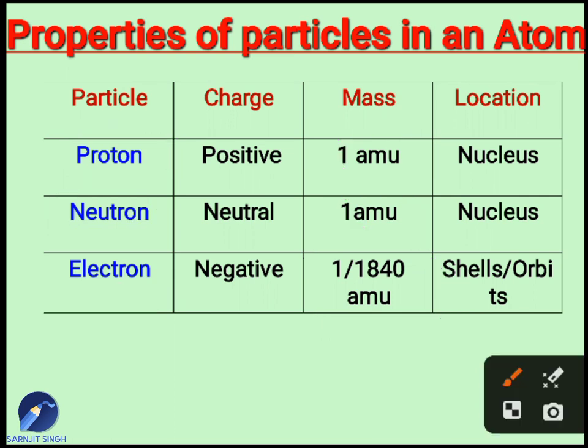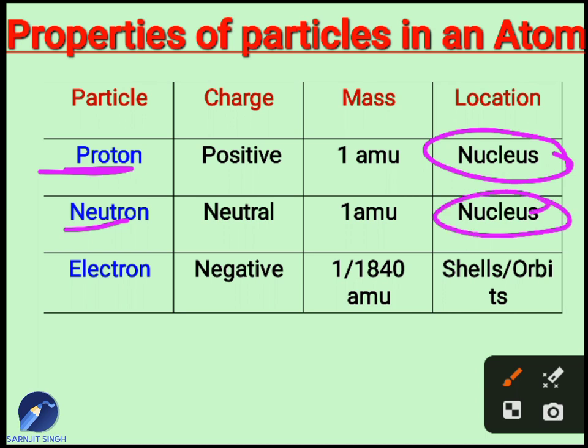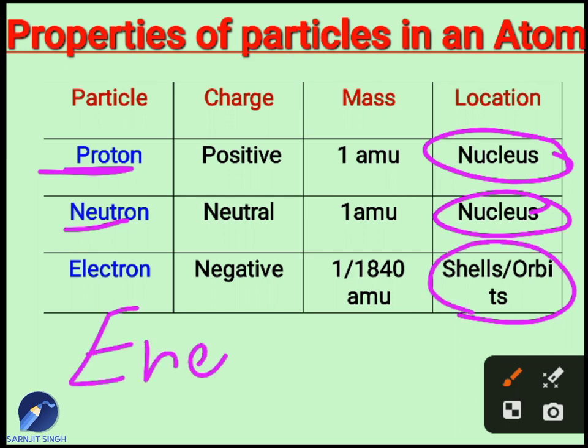Now, where are these particles present? Protons are present inside the nucleus of an atom. Neutrons are also present inside the nucleus of the atom. But electrons are present inside the shells or orbits. These shells or orbits are also called energy levels.